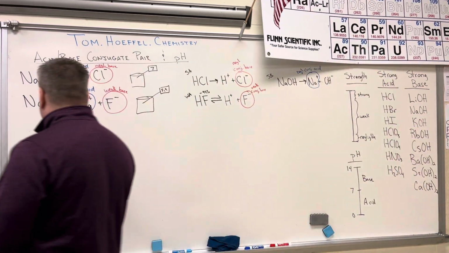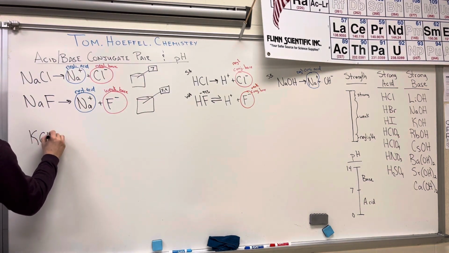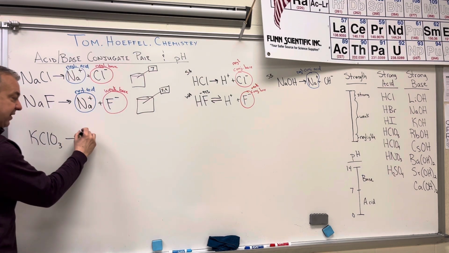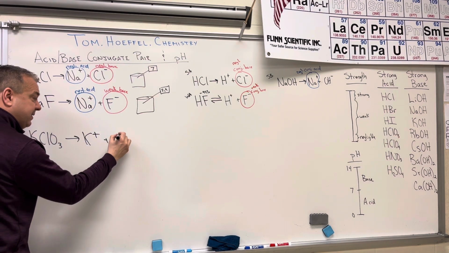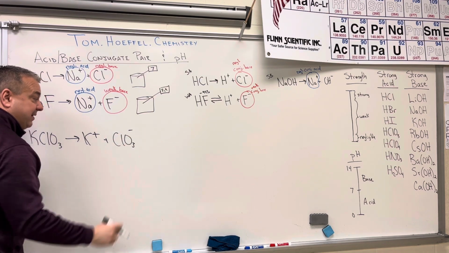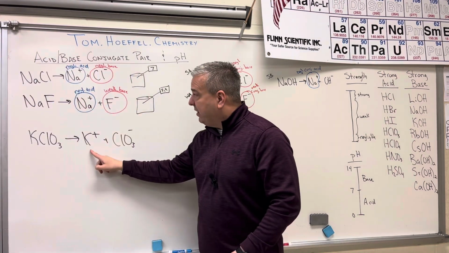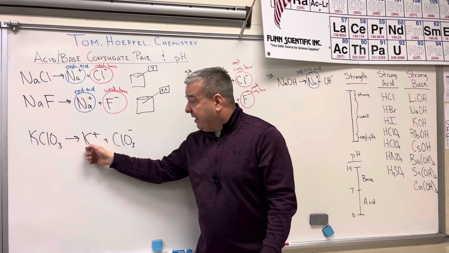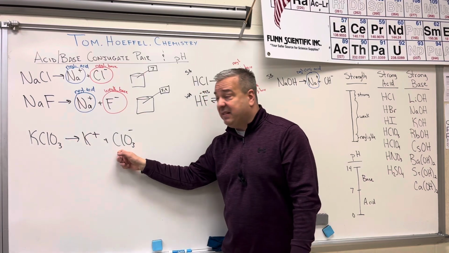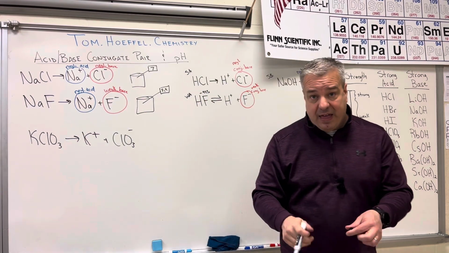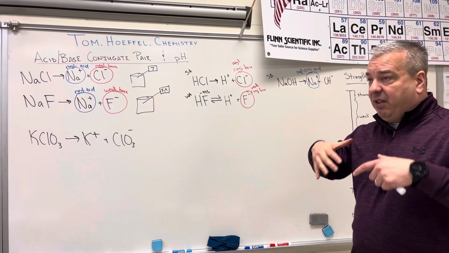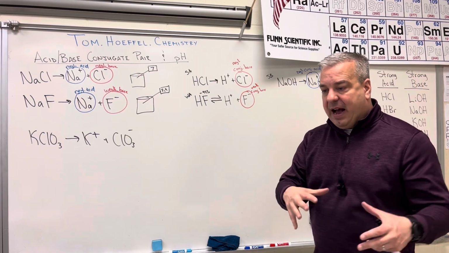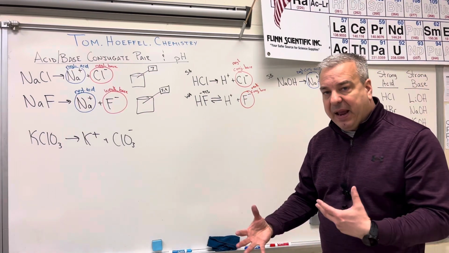The next one is going to be KClO3, and we know that this is going to ionize 100% because of the alkali metal. So we have potassium ions and chlorate ions. Now, we know these positive ions are probably going to be acidic and these negative ions are probably basic, but how acidic is this, and how basic is this one? We have to figure that out, and it's all by thinking about where they came from: are they a conjugate of an acid or a conjugate of a base?